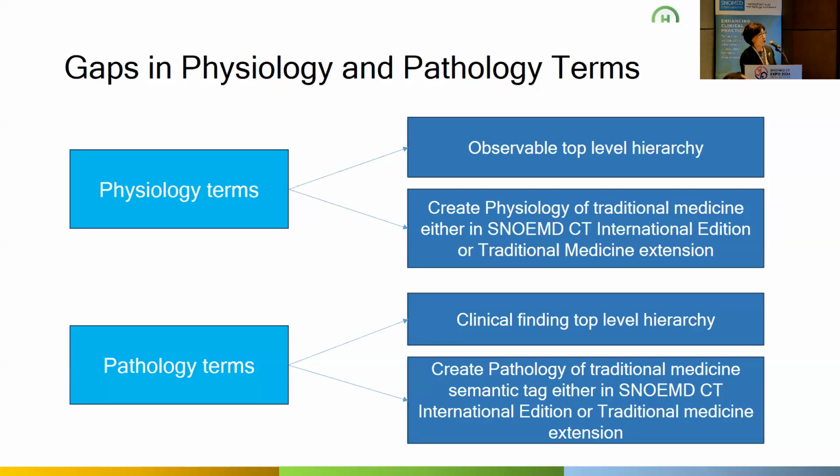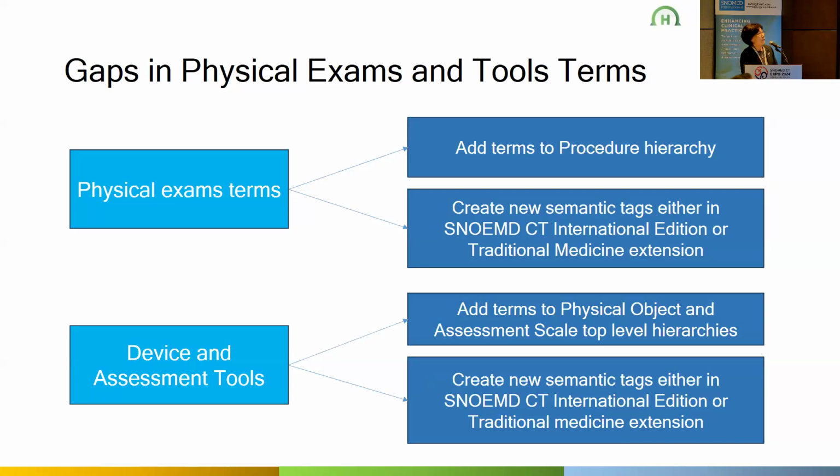Regarding pathology terms, I think we could add these terms to the clinical finding top level, but I think it's a matter of us deciding whether we want to have, again, a branch just to accommodate this. Physical examination terms, these terms can be added to the procedure hierarchy. Or again, we could introduce a new semantic tag either in SNOMED International Edition or a traditional medicine ontology.